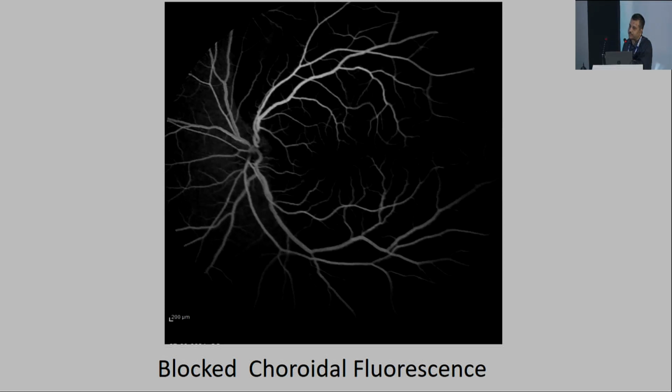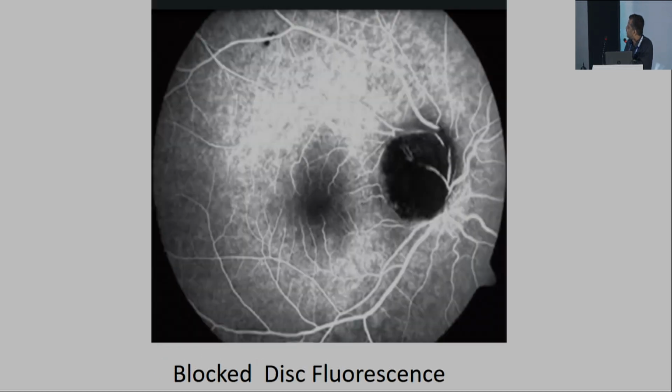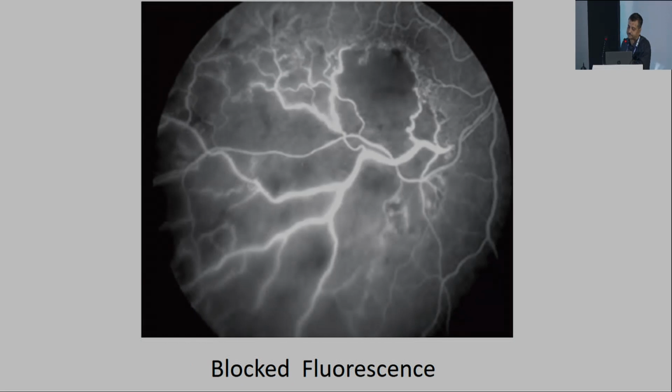So whenever you see a black area, you know it's a blocked fluorescence. The moment you see a blocked fluorescence, on a mental level you have to try to unravel whether it's a retinal or a choroidal block. And here you have hypofluorescence at the level of the disc, so it's a blocked disc fluorescence. And finally, you have fluorescence again where just the retinal vessels are seen, but you are not able to see below the vessels.